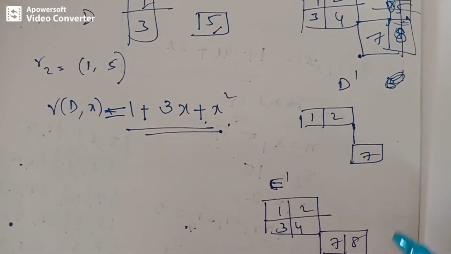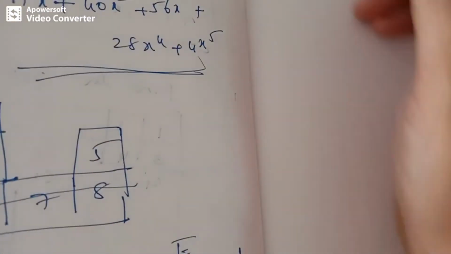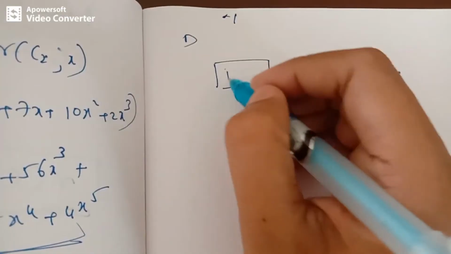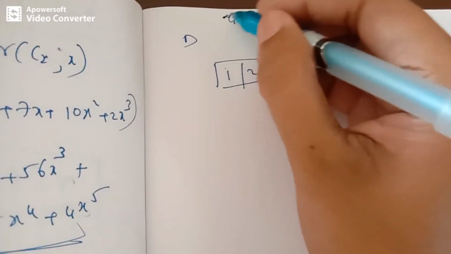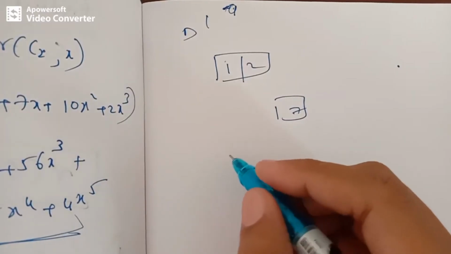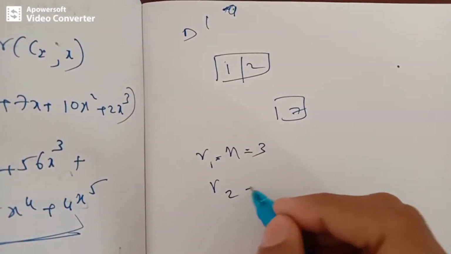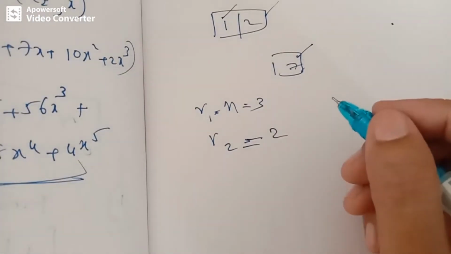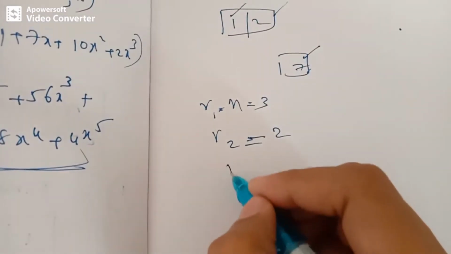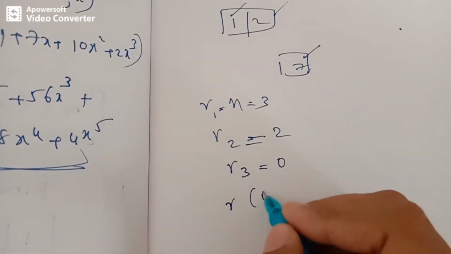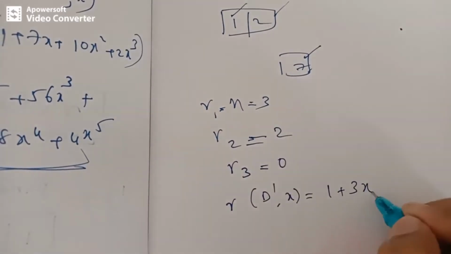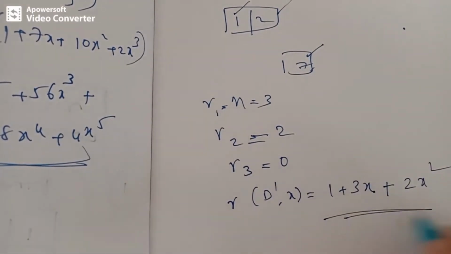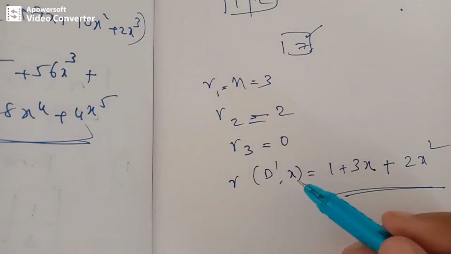Let's find the Rook's polynomial for each one of them. In the D dash board, I'll write the board here: 1, 2, and then 7. How do you calculate? The value of n is 3, so R1 is 3. For R2, one pawn can be placed on one square and another pawn on another. We have 2 of them: 1, 7 and 2, 7. So R2 is 2. The value of R3 is 0. So R of D dash comma x is 1 plus R1 x plus R2 x square, with R2 being 2. This is the Rook's polynomial for the D dash board.